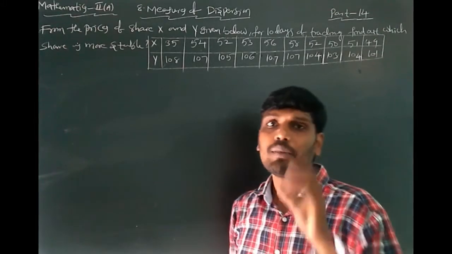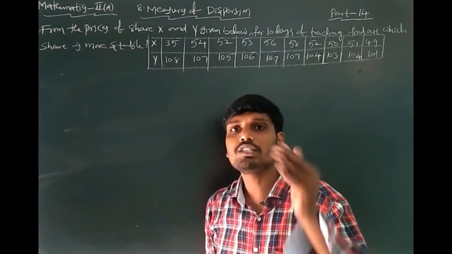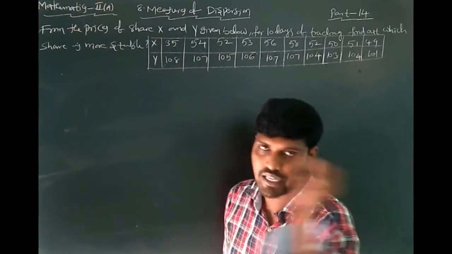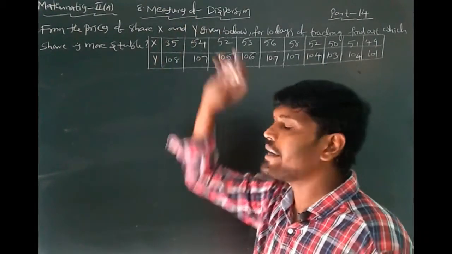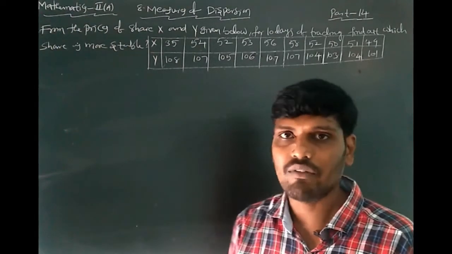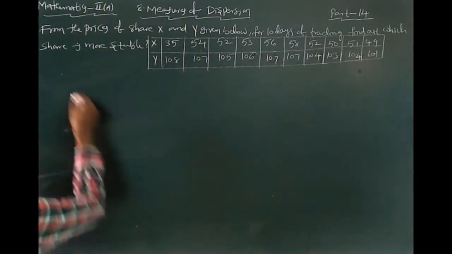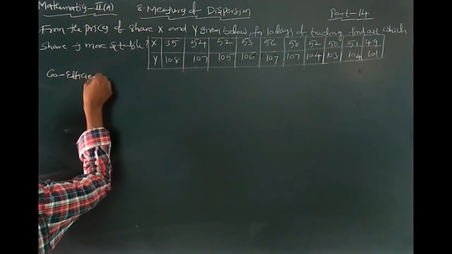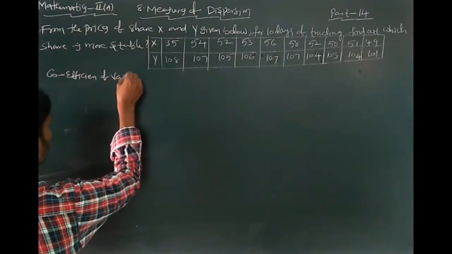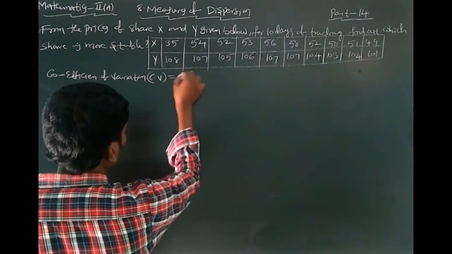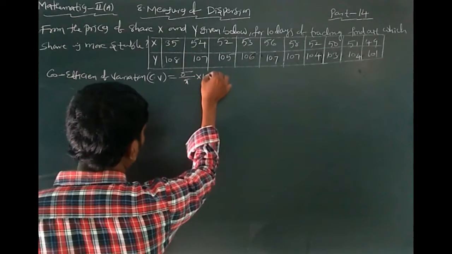You can find the coefficient of variation of each share. First, you can find X coefficient of variation. After that, you can find Y coefficient of variation. What is the formula of coefficient of variation? Coefficient of variation is denoted with CV. CV equals sigma by X bar into 100.